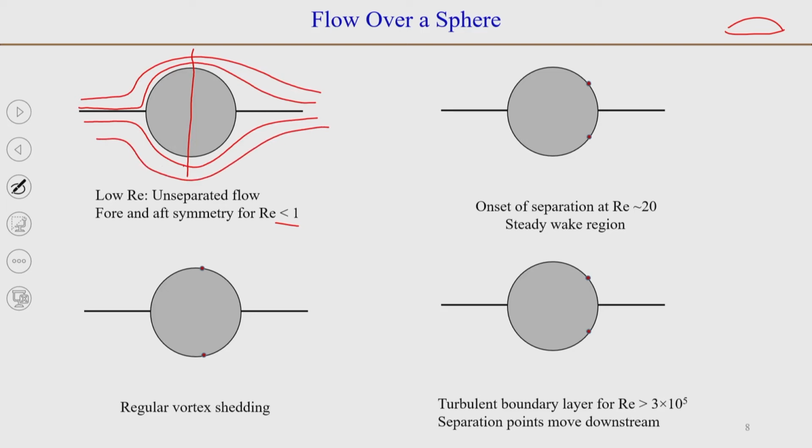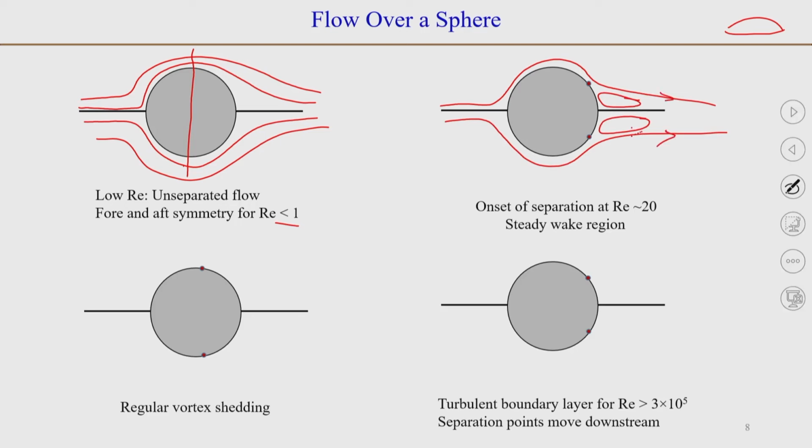As the Reynolds number reaches somewhere around 20 or 25, you will see that flow separation happens and steady vortices form here. Because the streamlines are in this direction, these vortices will have flow direction in such a manner. So, the flow is separated on this sphere. It is back flow, and here they will have the same direction, right.